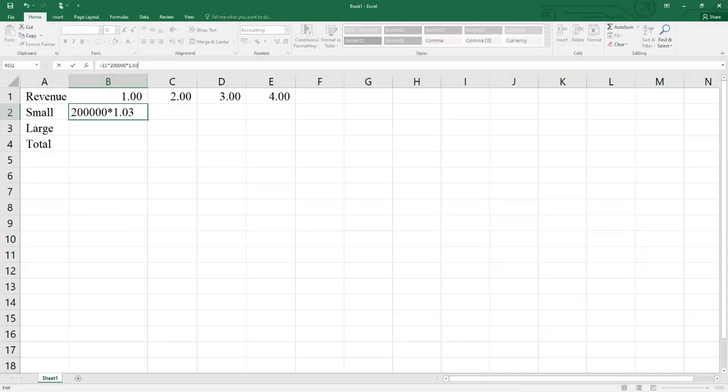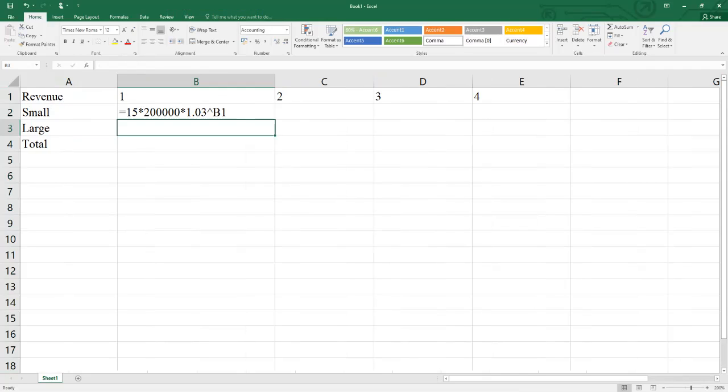Therefore, 1.03 to the power of 1. So I have the formula there, and now I can drag it across for the entire 4 years. Let me refer back to the formula. Year 1, 15 units for small house, we multiply by the selling price, which is 200,000. However, it is subject to inflation of 3%, therefore 1.03 to the power of 1. Clear? Daisy, is it clear? Yes, it's clear. Okay, great.